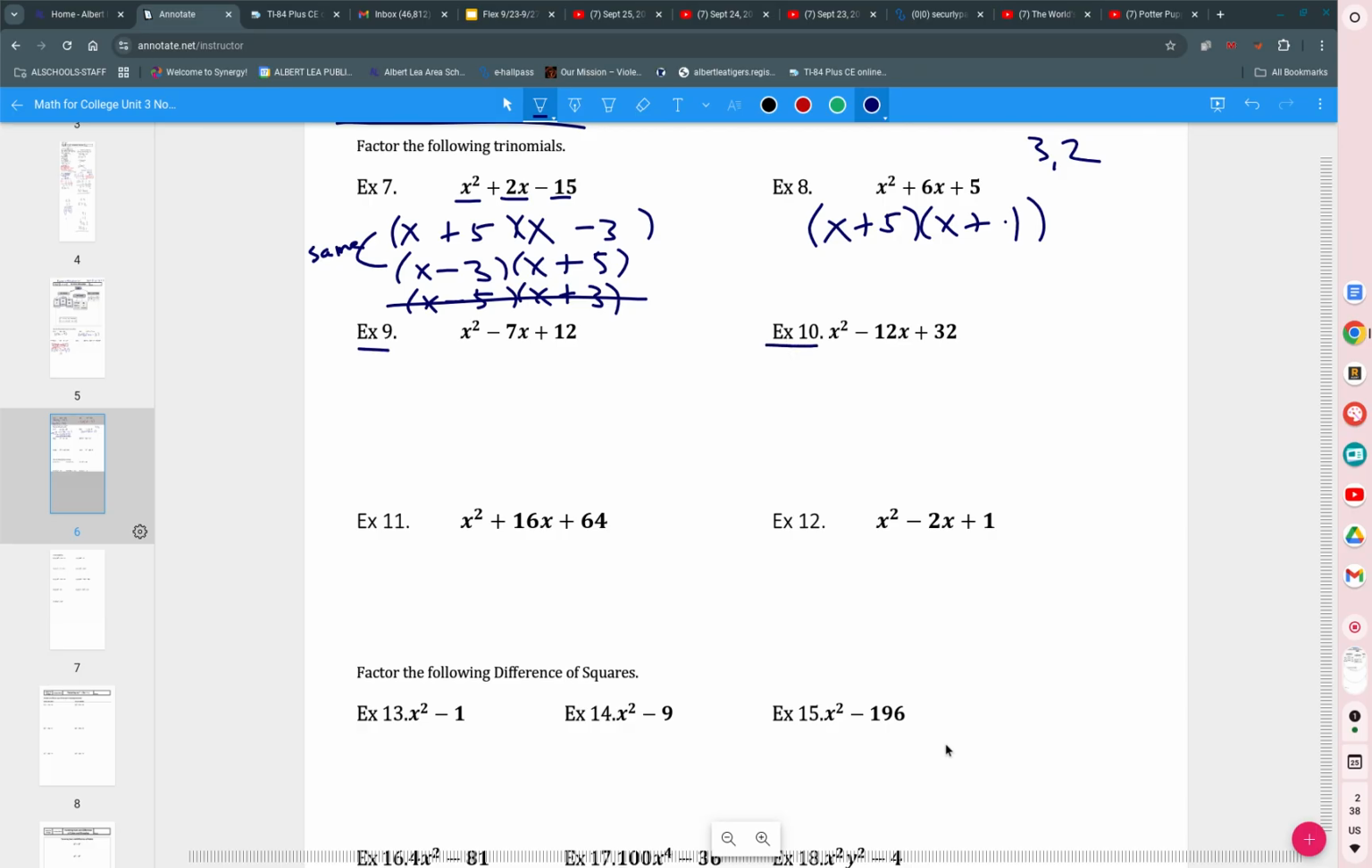Please try example 9, 10, 11, and 12 on your own.